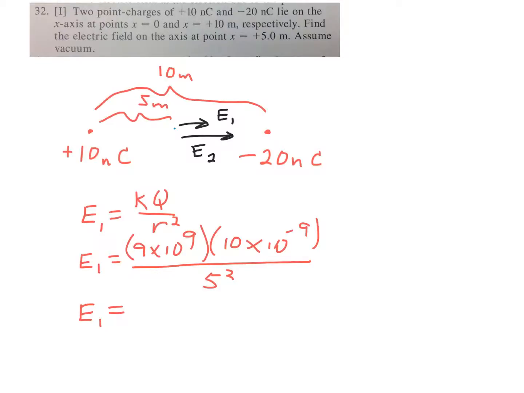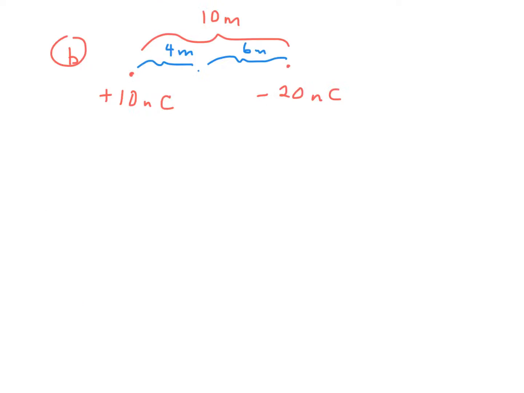Now part B, it's asking you for, or I asked you, that was part A. Then I said, okay, find the electric potential at plus 4. So it's the same diagram basically. Let me redraw it. So here we have the new diagram. We're looking for the electric potential at a location 4 meters from the 10 nanocoulomb charge.